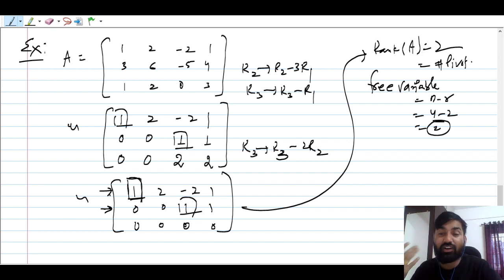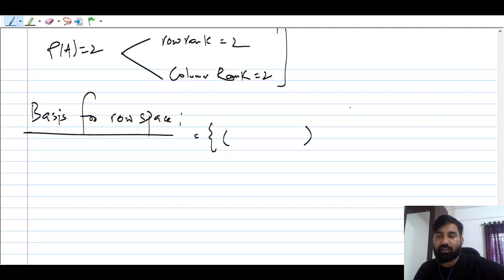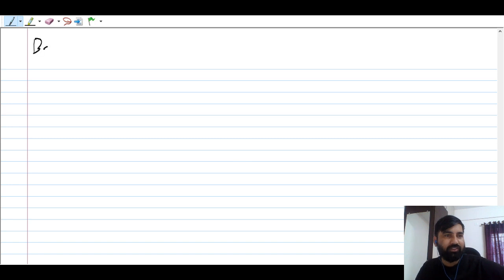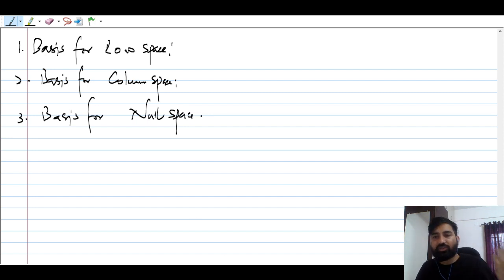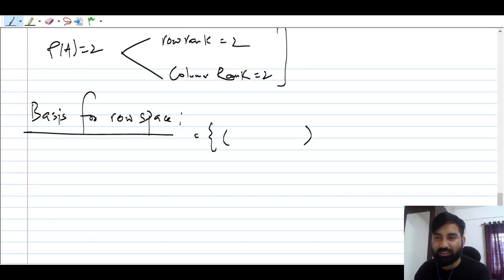But if they are asking for the basis for null space, what will it be? Let me mention all these things. You can find the basis for row space, you can find the basis for column space, and you can find the basis for null space. These are the spaces that you have to understand: row space, column space, null space. Wherever the pivots are present, that is going to be the linearly independent row. You have to note all these points always.